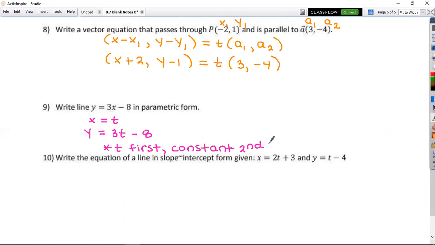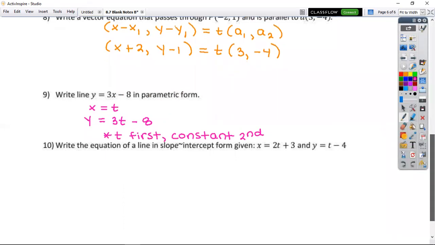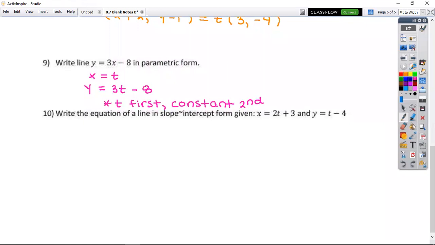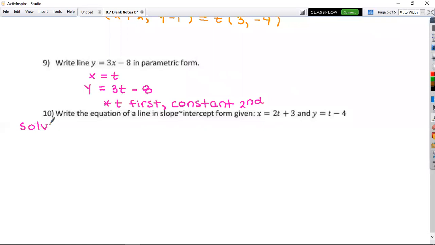And then last, number 10. Write the equation of a line in slope-intercept form given these two equations. So these are your two parametrics. What you want to do on this particular type is solve these both for t equals and set them equal to each other. So your procedure is to solve for t equals, then set equal to each other.